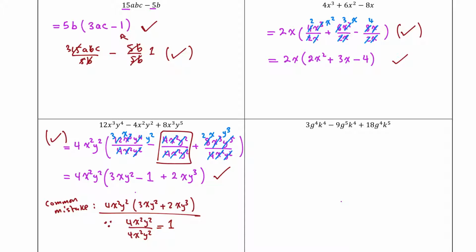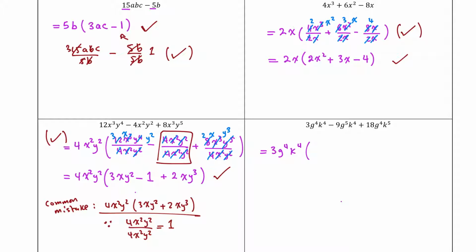Okay, last practice question on this page is this one over here. So the greatest common factor between 3, 9, and 18 will give you 3. For my variables, I have g in all of them, and my lowest exponent is 4. So I get g to the 4. And I have k in all of them, and my lowest exponent is 4. I get 4, 4, and 5, so 4 would be the lowest, so k to the 4.